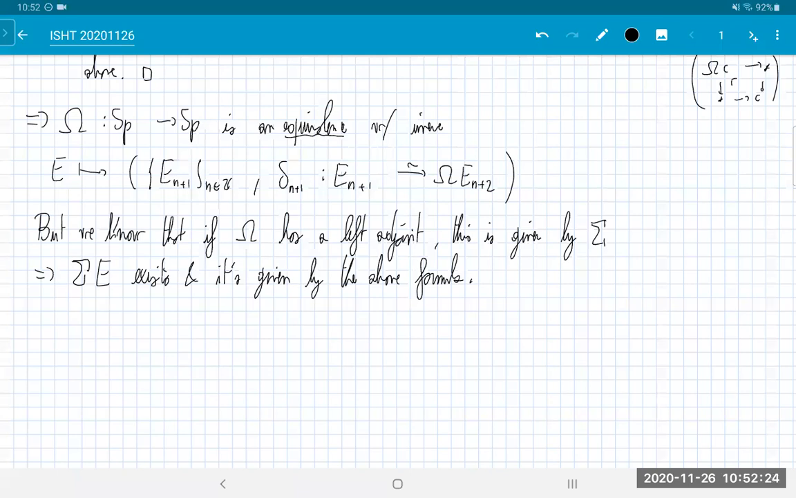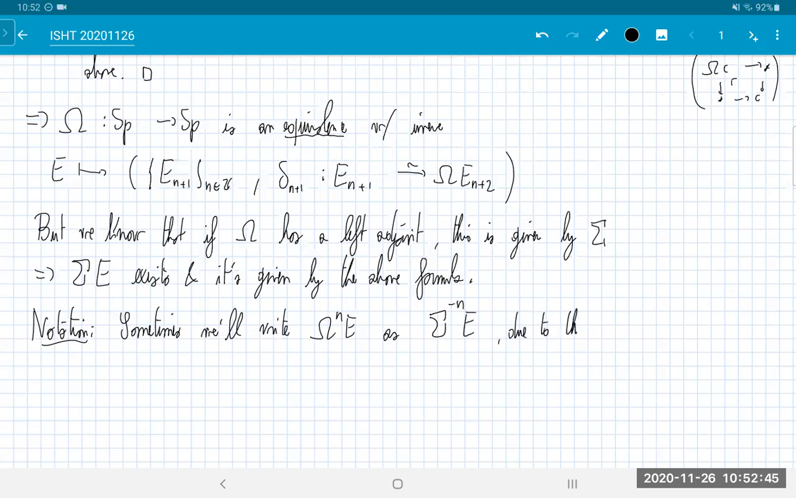Okay, because now we're going to talk about presentations of spectra. First, just a small amount of notation. Sometimes we'll write omega^n of E as sigma^{-n} of E, due to this remark above. So this is just a shifting operator. Now we're allowed to shift also in negative degree. That's just notation.